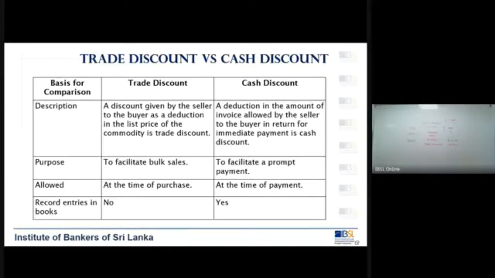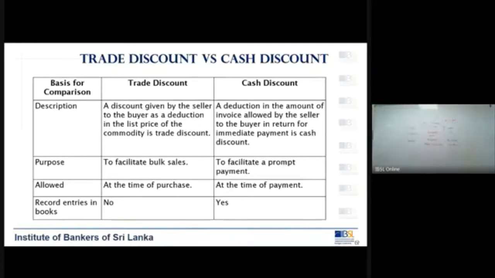From the point of view of the seller, they want to give a concession to the buyer, to induce the buyer to buy more, not just one product, but more. Another important aspect is, when do you give this discount? That is at the time of selling, from the point of view of the above company, or from the point of view of the PQR company, at the time of purchase. So at the time of the purchase, you are offering the discount.